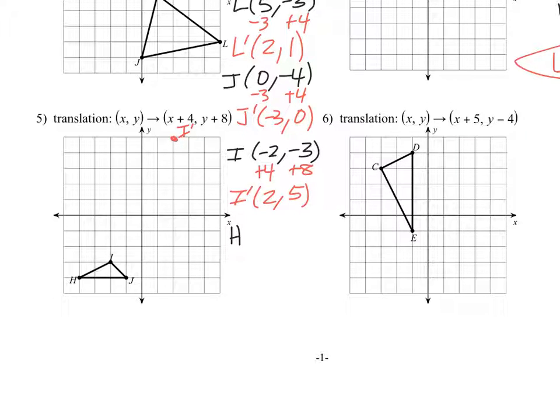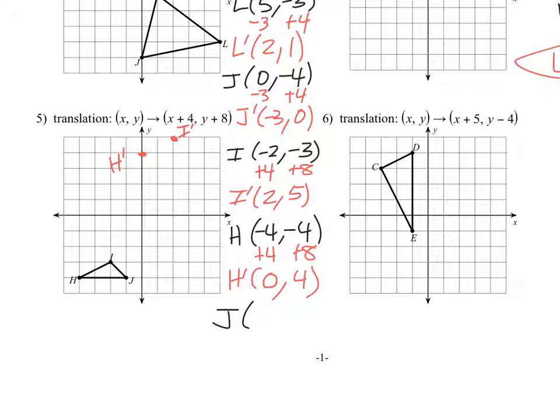Where's H at? H is at 1, 2, 3, negative 4. So what I do, I add 4. I add 8. So H apostrophe is going to be at 0 and 4. And again, like I said, you can go ahead and graph these if you want to. Draw your new image.